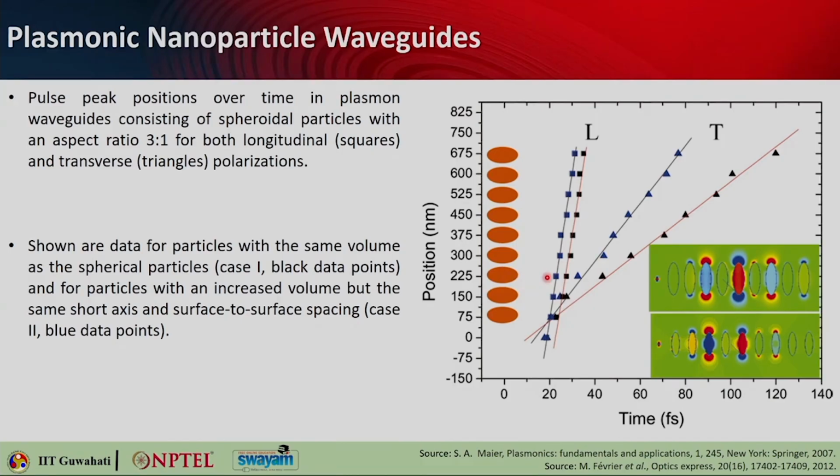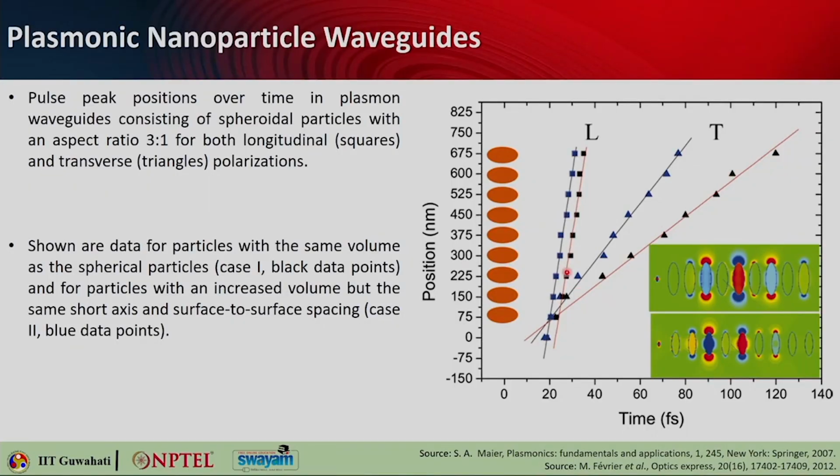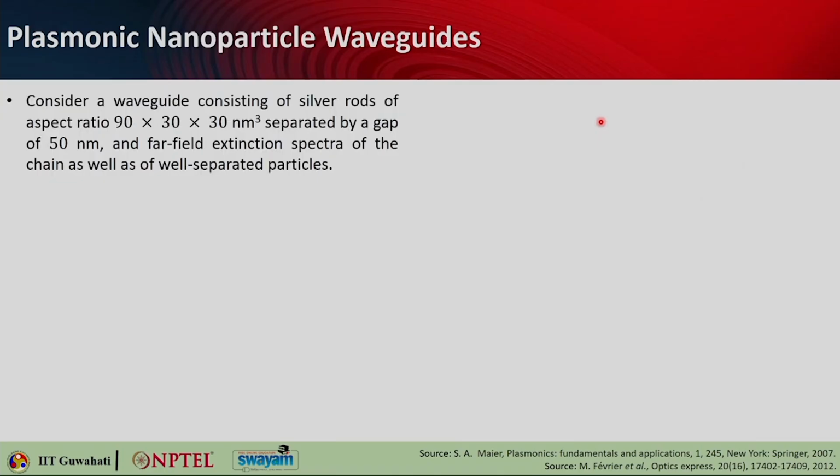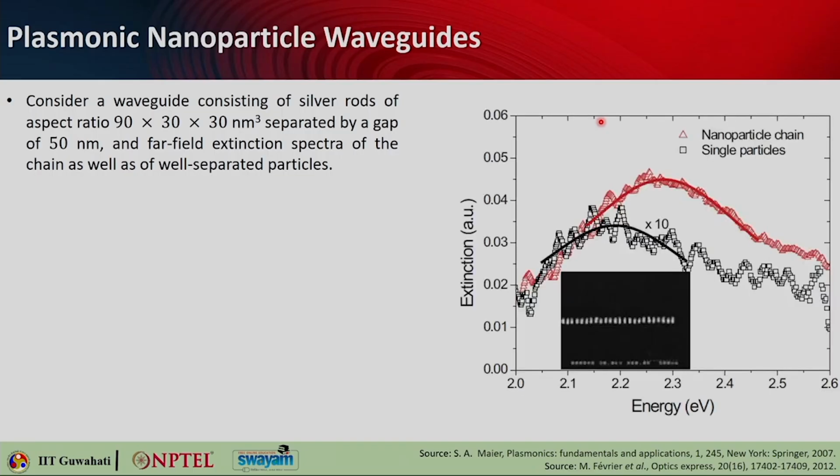So, these also provide you a comparison: when you change the size and shape of these plasmonic nano antennas to form a waveguide, you can control the propagation characteristics along the transverse mode or along the longitudinal mode, and that you can also decide. All these things tell you about the excitation, which excitation you should use to propagate longer, and which kind of particles you should take.